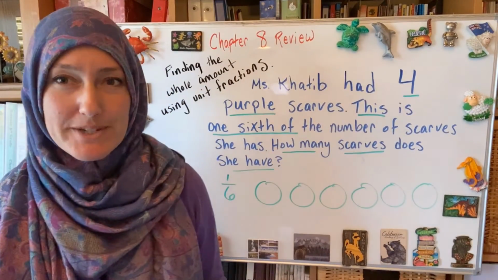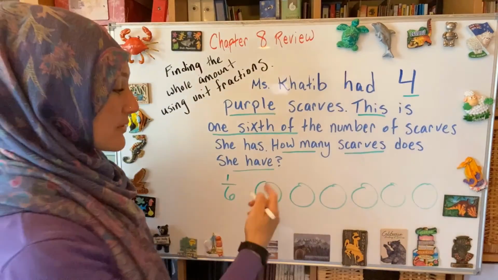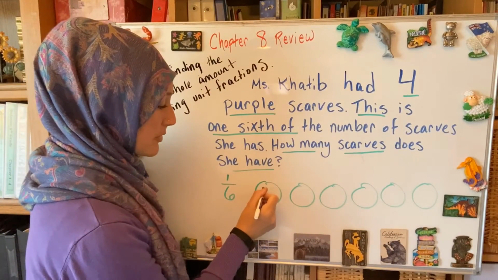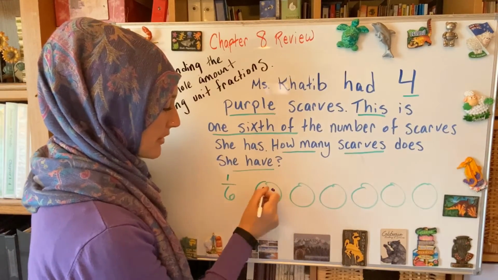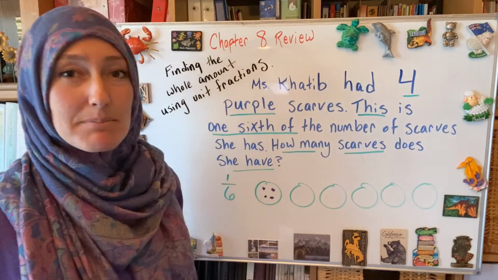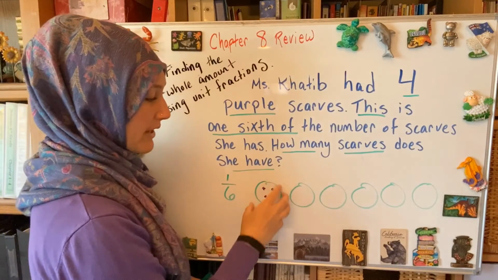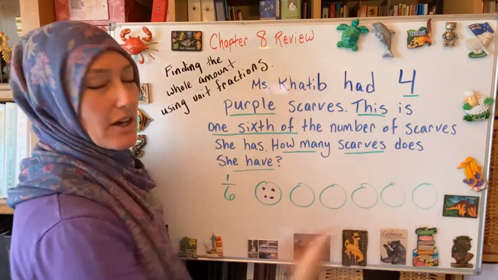Well, we go back to our question. So I have 4 purple scarves. So how do I know what to put in here? I'm going to put my 4 purple scarves. And then I keep checking. I always keep going back to my problem. Is it making sense? There's 4 scarves in here. This is 1 out of the 6 groups that I have.